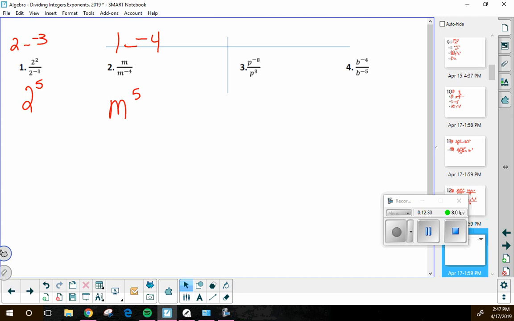And then this is going to be negative 8 minus 3. What would that be? It's going to be negative 11. So if it's negative 11, p to the negative 11, that just means it's 1 over p to the 11. So all our rules still apply. We're just adding and subtracting, basically. And then this one becomes negative 4 minus negative 5. What does that become? 1. So this answer is just B.